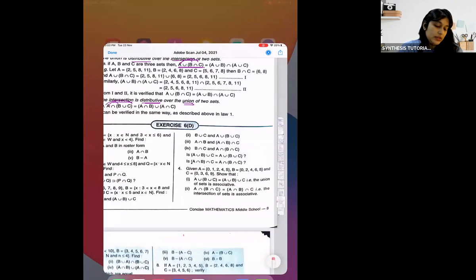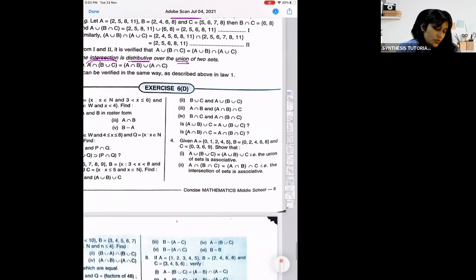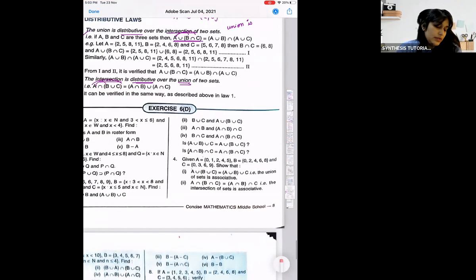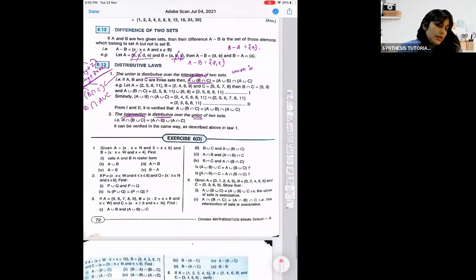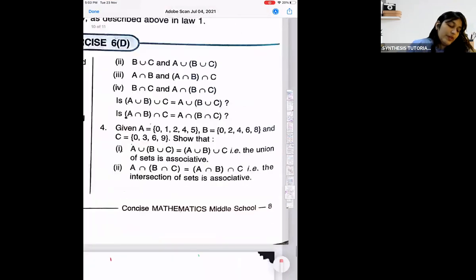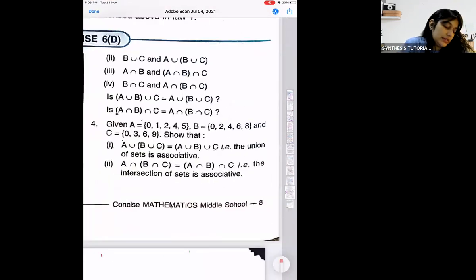Now we'll do question number 4 and we'll stop for the day. Given that A is {0, 1, 2, 4, 5} and B is {0, 2, 4, 6, 8} and C is {0, 3, 6, 9}. Okay, यहाँ पे no monkey business. They've just given you the elements of the set straight as it is. All you have to do is show that A union (B union C) is equal to (A union B) union C. Basically, you have to show that the union is associative.